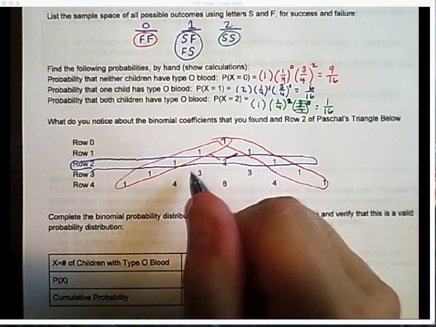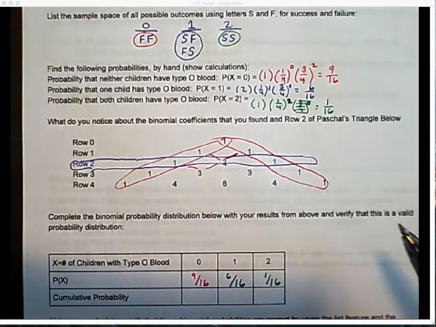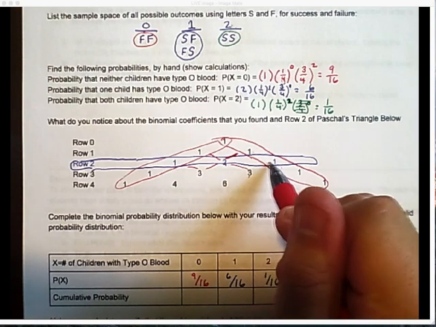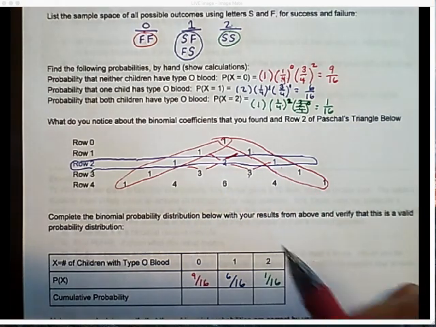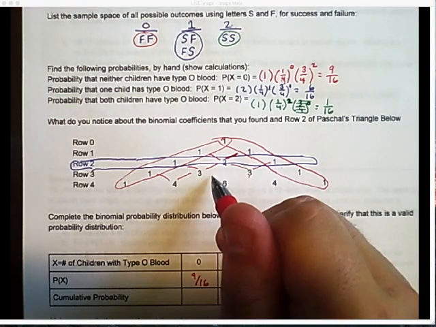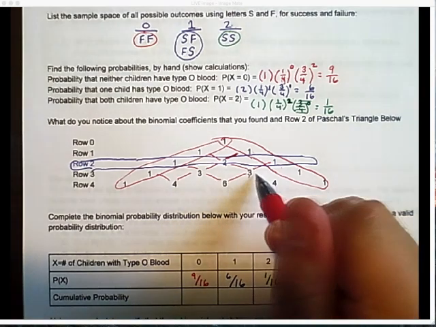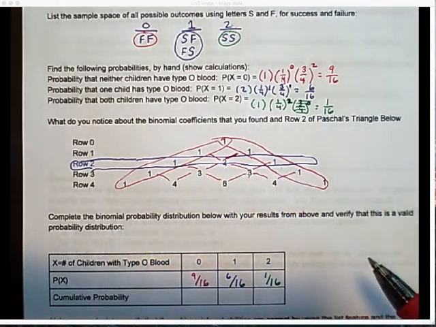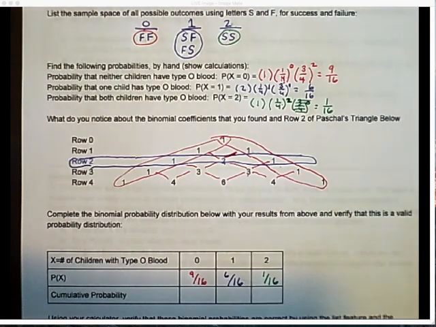Now how did I get this 3? I added 1 and 2 together. How did I get this 3? I added these 2, that 2 and that 1. Here 1 plus 3 is 4. 3 plus 3 is 6. 3 plus 1 is 4. But let's focus on this row.